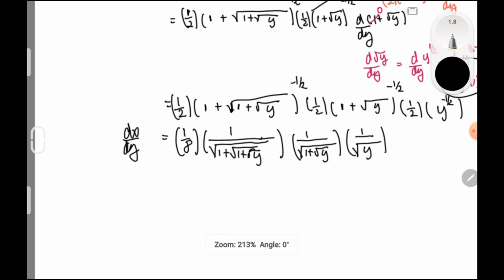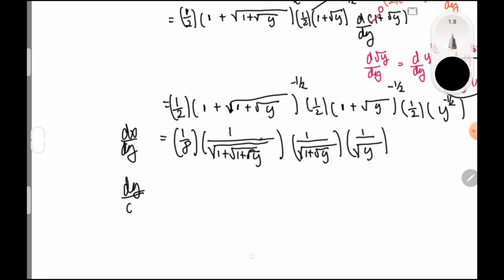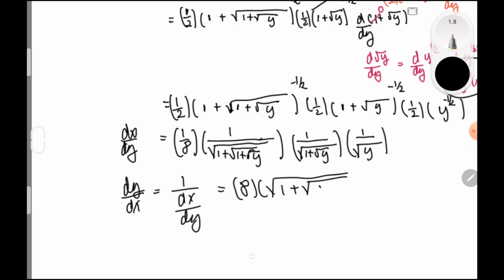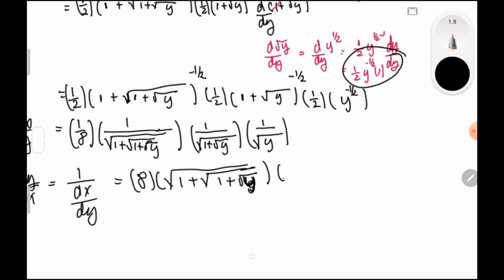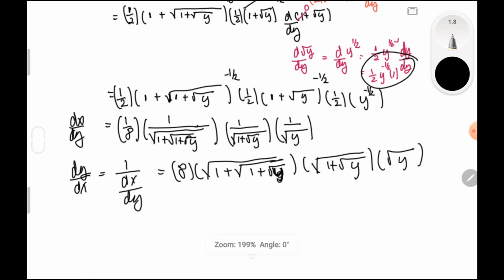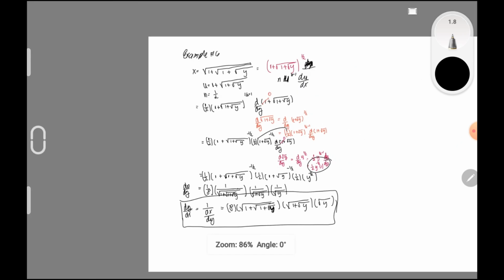So pag kinuha natin yung dy over dx natin, we will have 1 all over dx over dy, which is equal to 8 multiplied by square root of 1 plus square root of 1 plus square root of y, multiplied by square root of 1 plus square root of y, multiplied by square root of y, which is equal to our dy over dx. Okay, so yan.